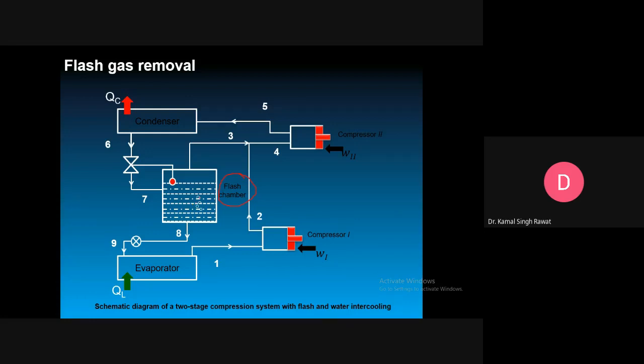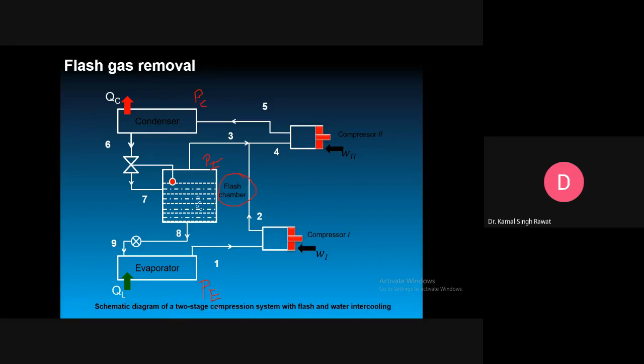In the multi-pressure system, we have more than two pressures. First pressure is the evaporator pressure, PE. The second pressure, the pressure in the flash tank, is an intermediate pressure, PI. And the third pressure is the condenser pressure, PC. So we have three pressure limits: evaporator pressure, intermediate pressure, and condenser pressure. This intermediate pressure is in between the condenser pressure and the evaporator pressure.